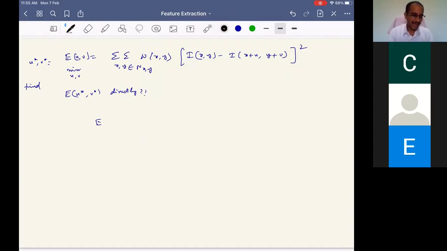in a compact form, without explicitly differentiating, can I find out E of u star comma v star directly? I want to find the minimum value, and I want to find the minimum u v implicitly and use it to find E of u star comma v star explicitly. Can I do that?